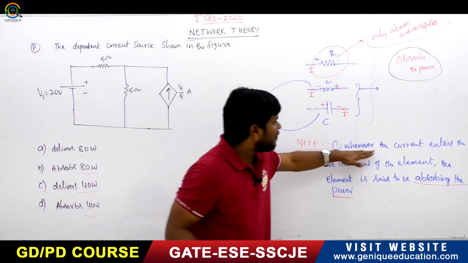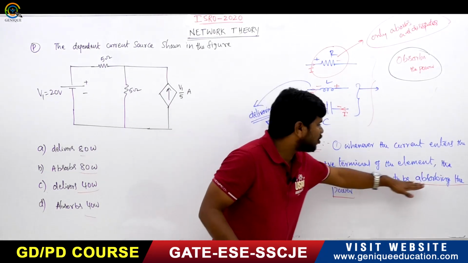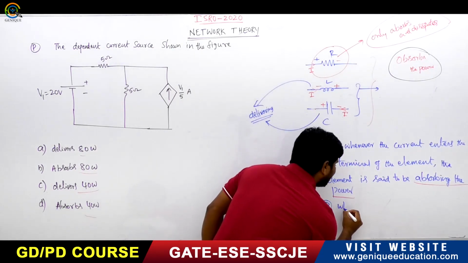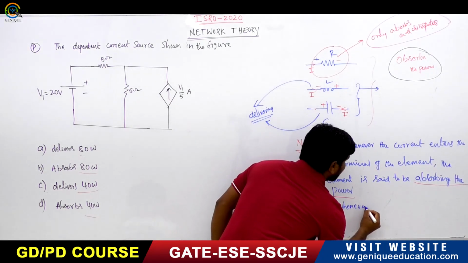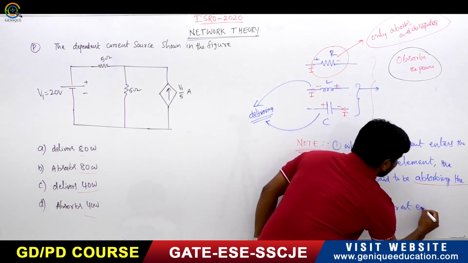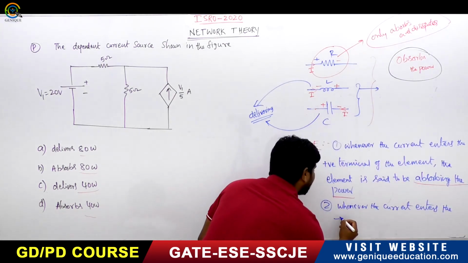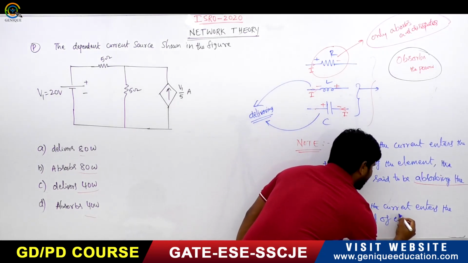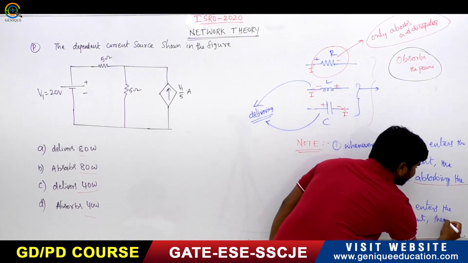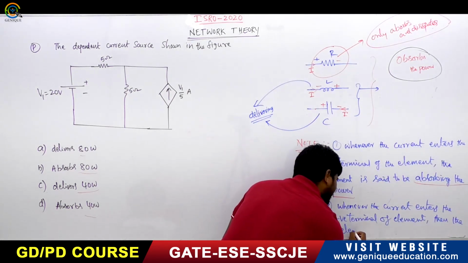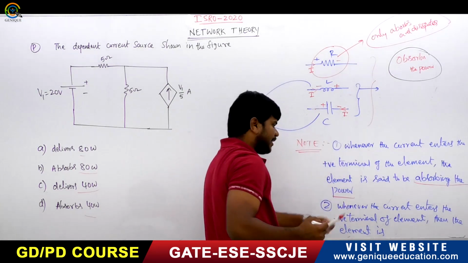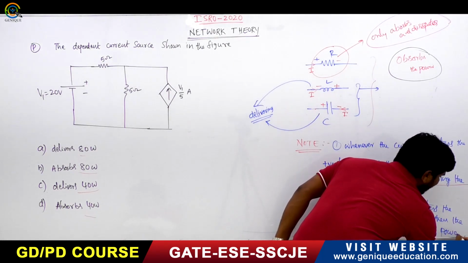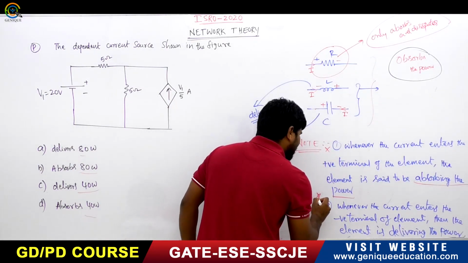If you observe, whenever the current enters the positive terminal of the element, it is said to be absorbing the power. Similarly, what is the opposite? Whenever the current enters the negative terminal of the element, then the element is delivering the power. These two points are very important.